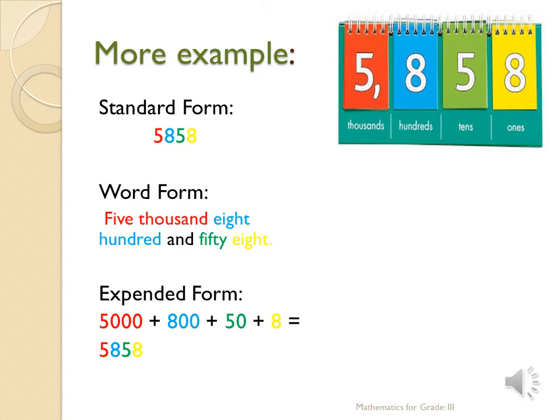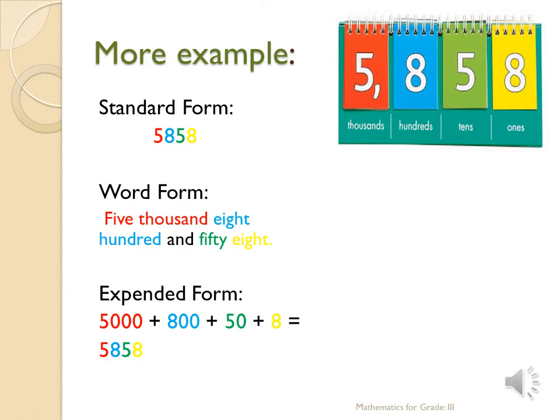The number is 5858. How do we know the value of a digit? Again, the answer is through the place value chart. Now, let's move towards the first form, that is the standard form. How are we going to write the number in standard form? Yes, by simply writing it in digits. That is 5858.